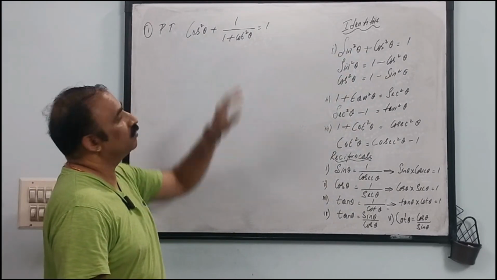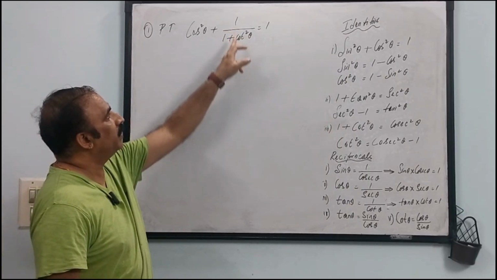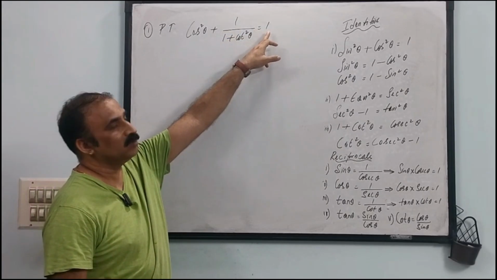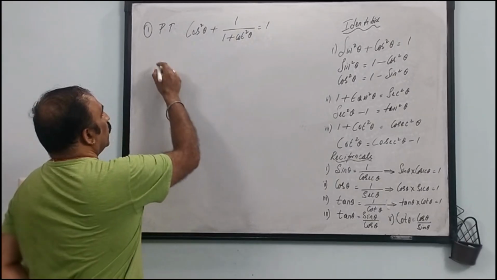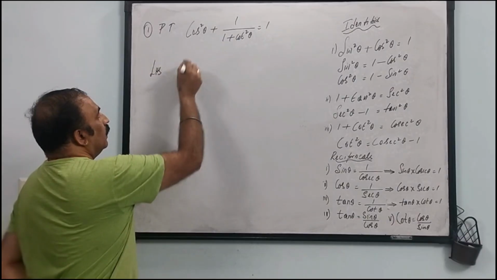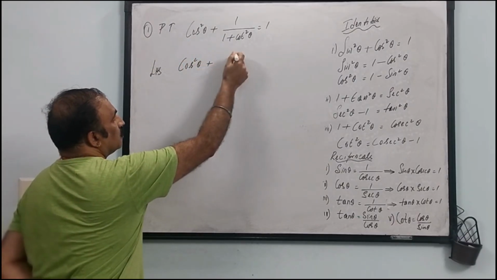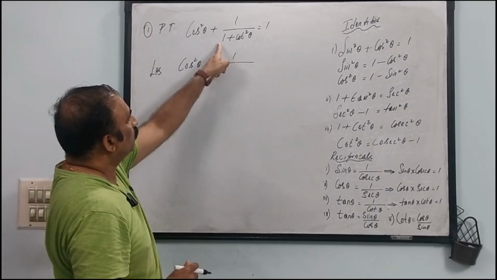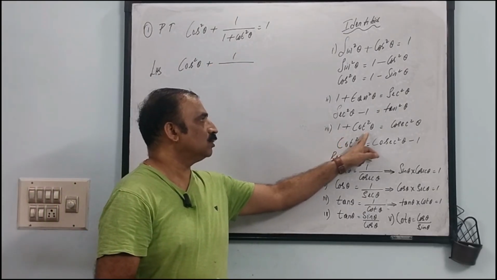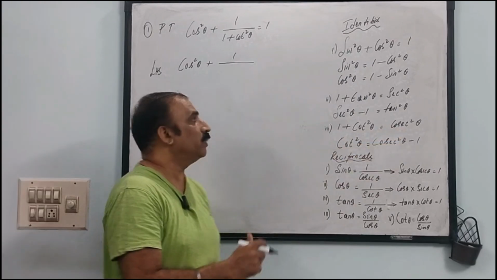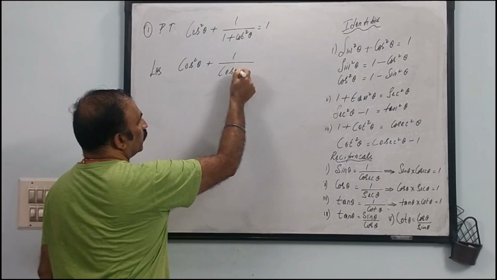I have taken up the first problem, where I will have to prove that cos square theta plus 1 by 1 plus cot square theta is equal to 1. Now we will take up the LHS part. LHS has this cos square theta as it is, plus 1 by 1 plus cot square theta. Now according to identities, 1 plus cot square theta is equal to cosecant square theta. So it is going to be 1 by cosecant square theta.